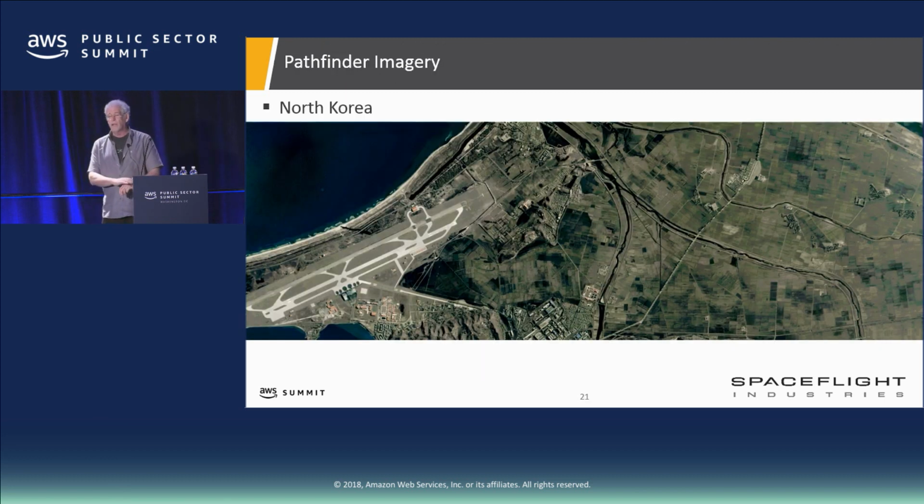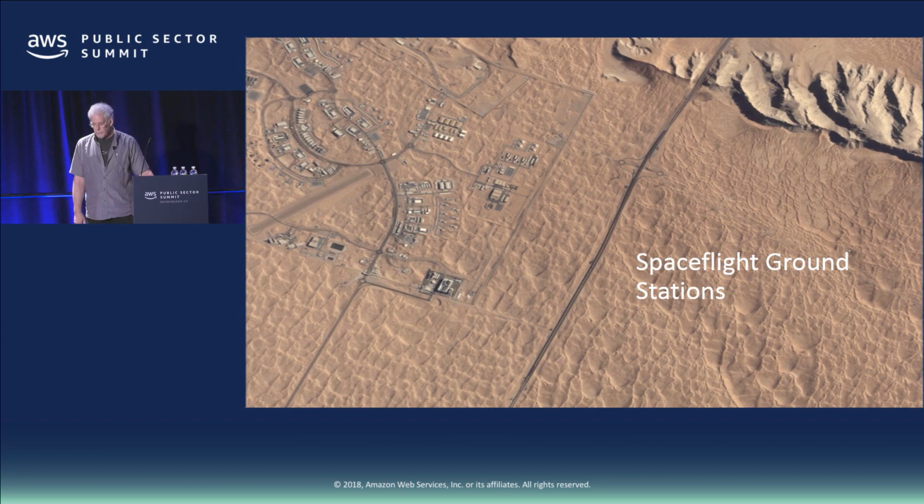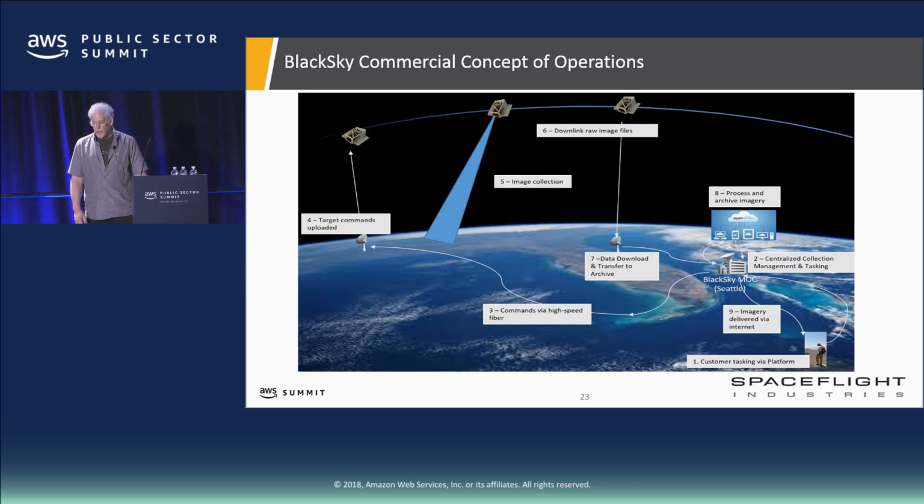Here's a picture that was taken by the Pathfinder satellite of North Korea, of an airport that was just built. All the pictures that we took of that never showed an airplane on the runways itself, but it gives you an example of what we were able to do just with the Pathfinder satellite, which was, again, just experimental. So now I'm going to talk a little bit about the concept of operations in our ground stations.